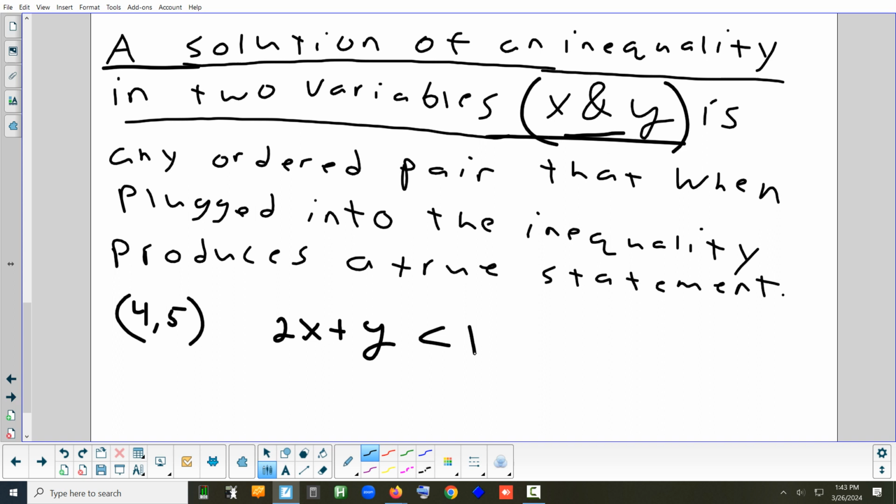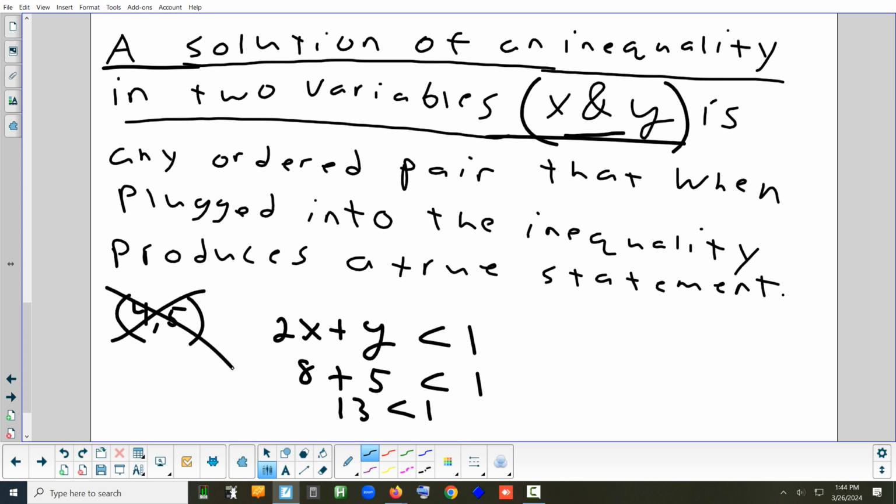What's 2 times 4? 8. And what did we say y was? 5. What's 8 plus 5? 13. 13 is less than 1. All right, what do you think about that? It's not true. That means this is not a solution.